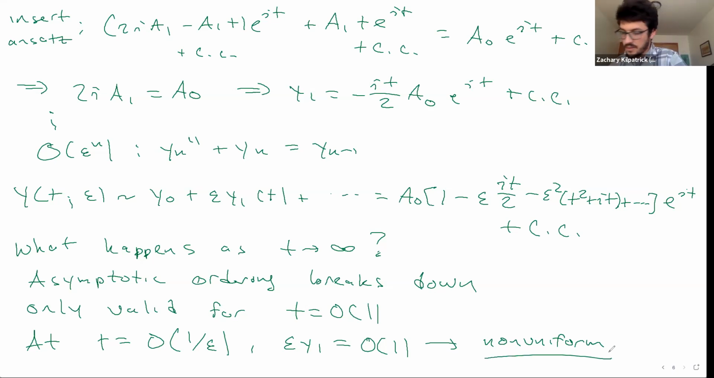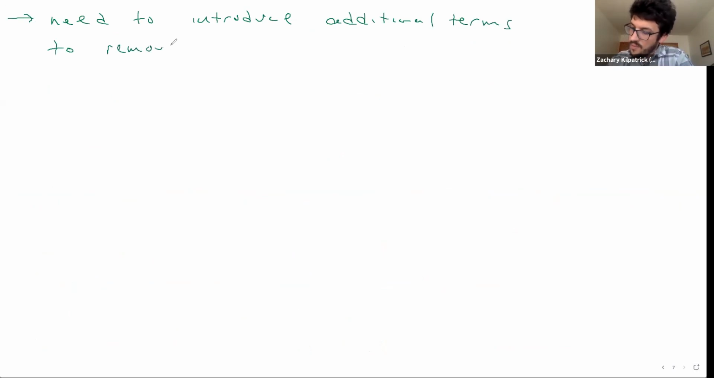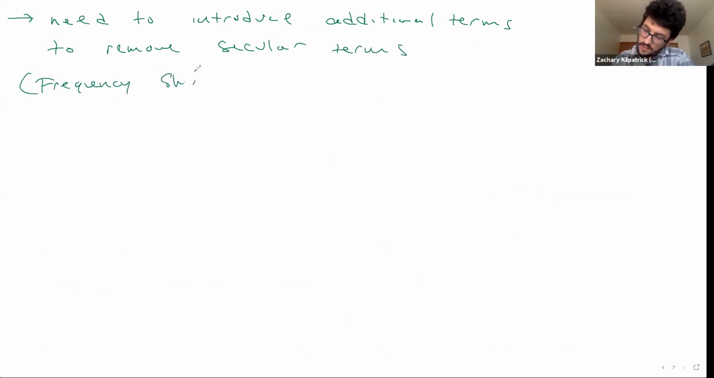All right. So the key is, we want expansions that maintain uniformity, okay? Now for that example, we would need to introduce additional terms to basically remove our secular terms, okay? And this is sometimes called the frequency shift method. And we'll talk about that later, okay?